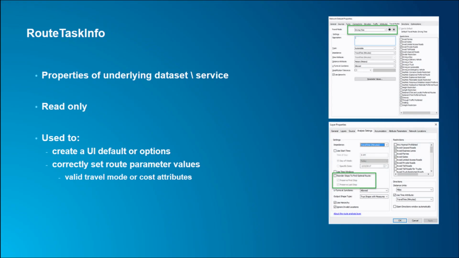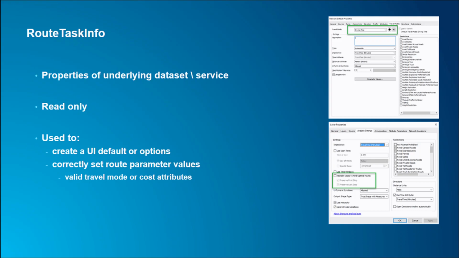So the route Taskinfo, what that does is it exposes the underlying properties of the network data set or service. These are read-only properties, and what you use them for is to create a default or a UI to show what the defaults of your particular service are, and give the user valid options that they can change to call the solve operation.